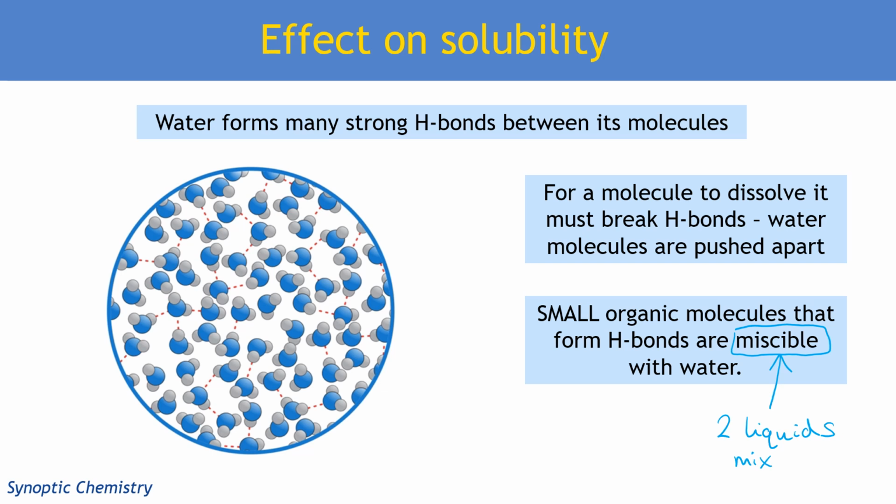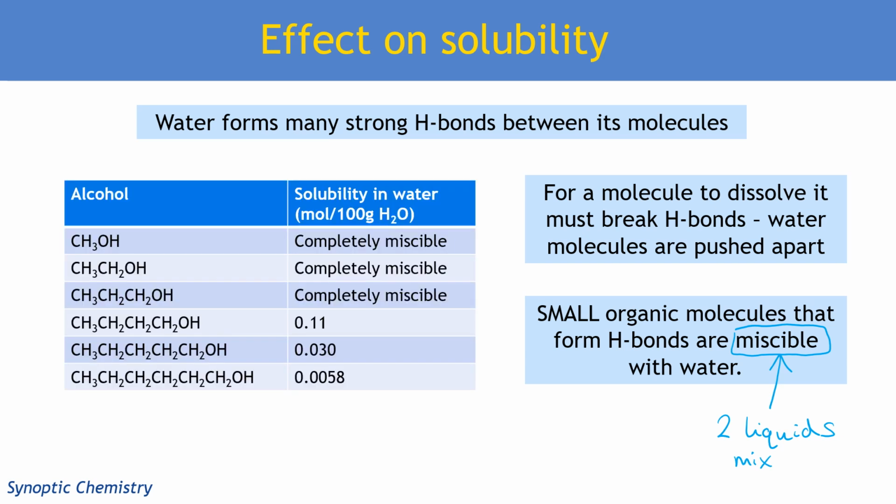So that's quite important, but if we have a longer organic molecule with only maybe one OH group or one NH2 group, then it isn't necessarily going to be as soluble as you think. So don't always look at the hydrogen bonding and think, oh yeah, it's got hydrogen bonding, it's soluble. We can see from this table actually how quickly this difference comes up.